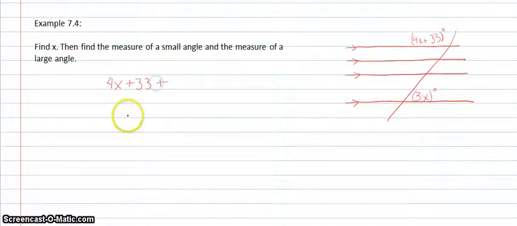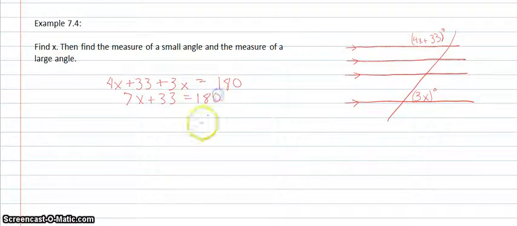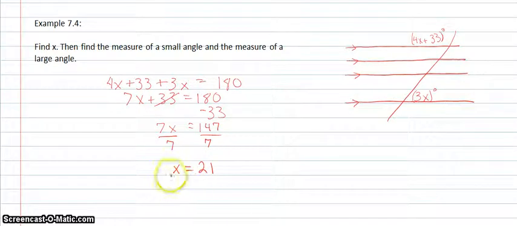That will be added to the small angle that was 3x, and it'll be equal to 180. There are like terms together, so that'll be 7x plus 33 equals 180. And then I can subtract 33, so that would be 147. 7x equals 147. Then just divide both sides by 7. So x equals 21. Okay.